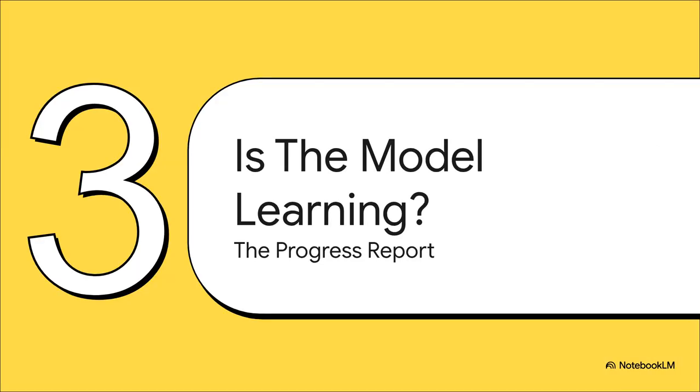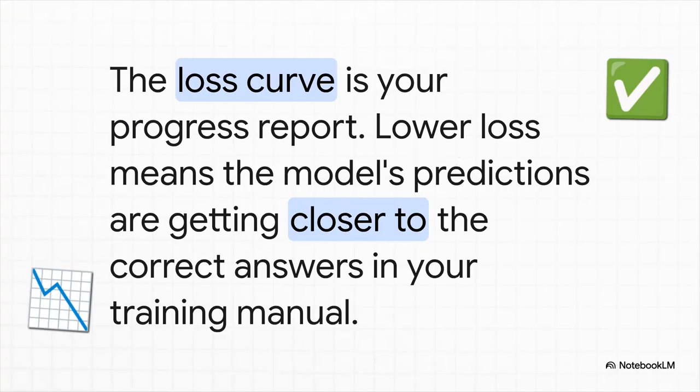Okay, so the plan is set, the manual is ready, and training is officially underway. But how do you know if it's working? Is your AI actually learning anything, or is it just staring out the digital window, daydreaming? Well, you've got to check its progress report. In machine learning, that progress report is a graph called a loss curve. It sounds technical, but the idea is simple. It's a chart that shows how wrong the model's answers are over time. As it learns, its predictions get better and better, closer to the right answers in your manual, so that loss value goes down. It's our main window into the AI's brain.